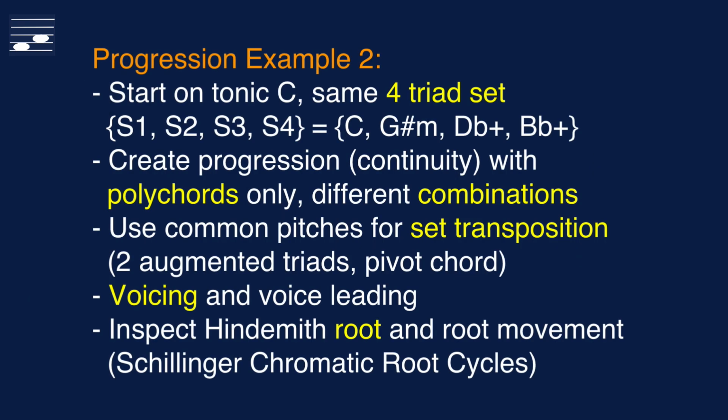We return to the original tonic C and 4 triad set. Again, in the polychord continuity, all pairwise combinations will be used. I used set transposition with maximum sustained pitches, based on the 2 augmented triads in the set. After writing the 6-part voicing, I determined the chord root and root movement.